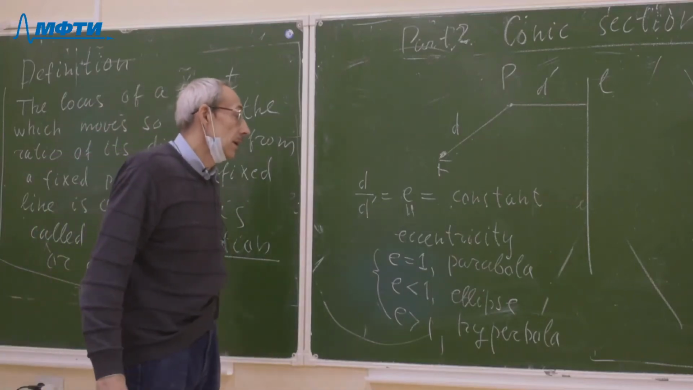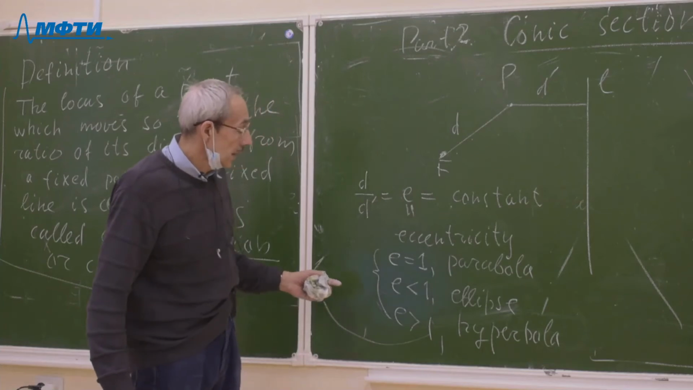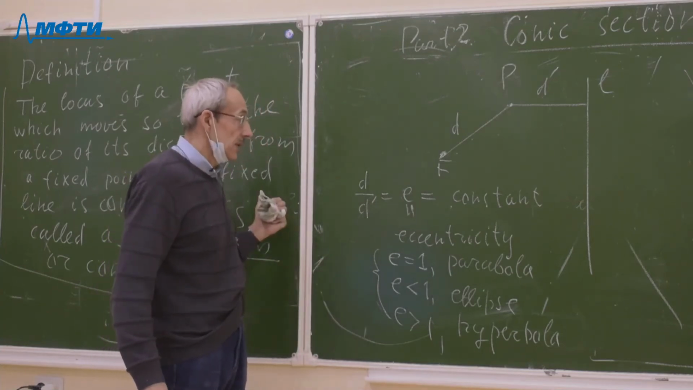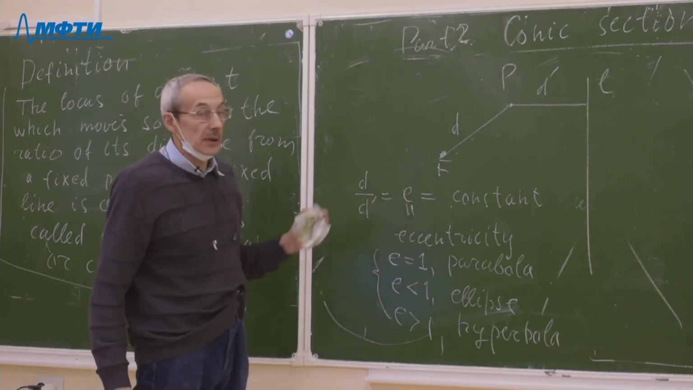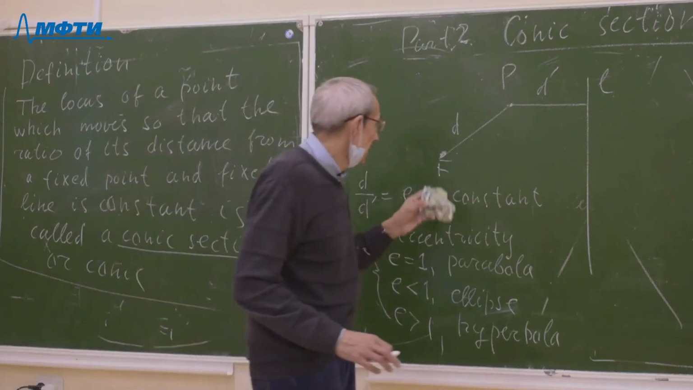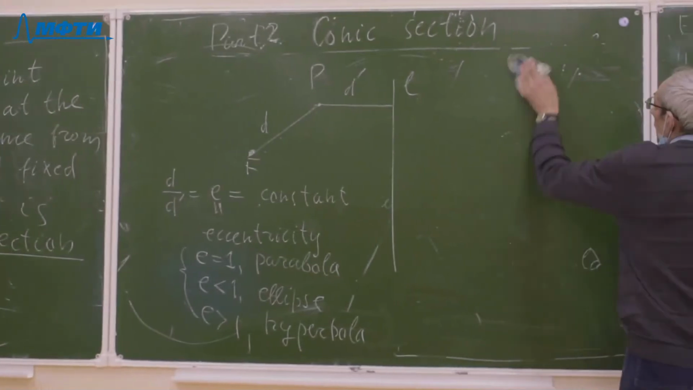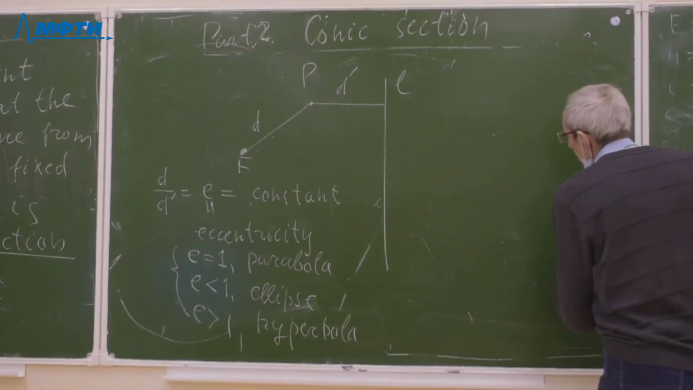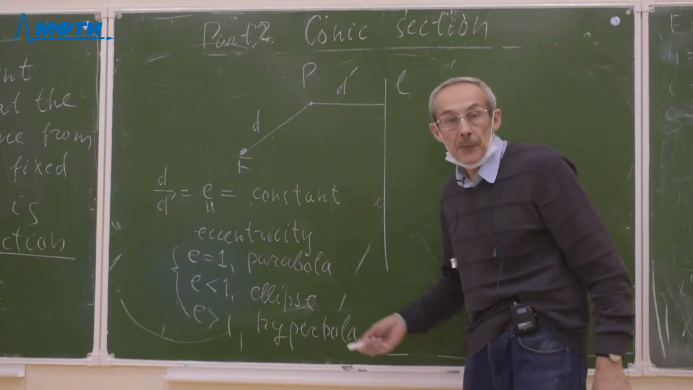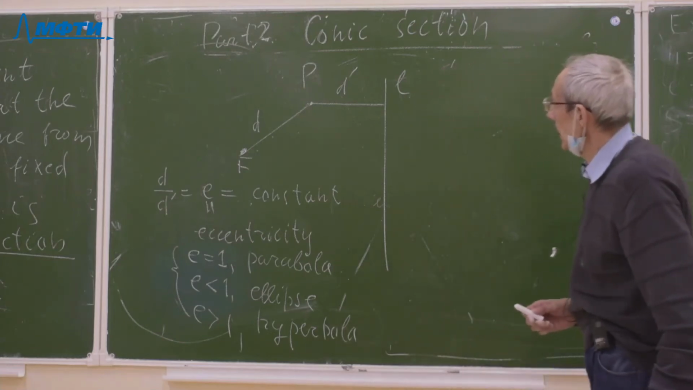And I am going to show that this basic definition is equivalent to the geometrical naive definition. And we consider one by one, step by step, the following three cases. And we start with the first case, the parabola.